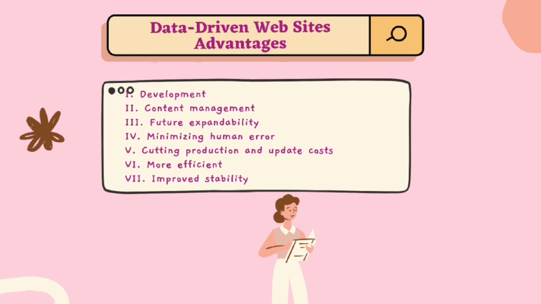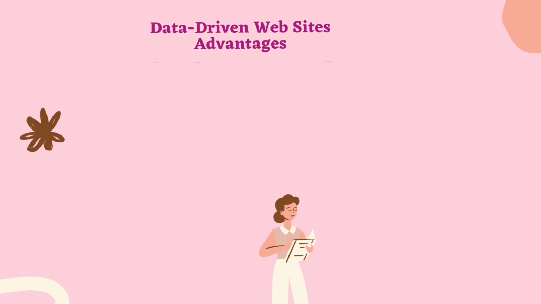Fourth is minimizing human error. As we know, sometimes we might make mistakes, so with data-driven sites, even the most competent programmer charged with the task of maintaining many pages will overlook things and make mistakes. Following is cutting production and update costs, also more efficient. Lastly, improved stability. For example, when a programmer leaves unexpectedly, it could involve recreating existing work.